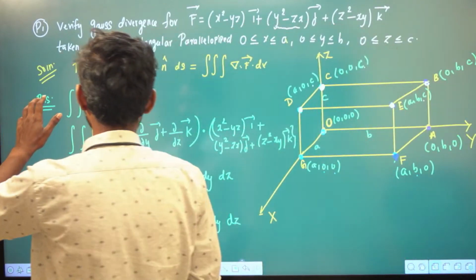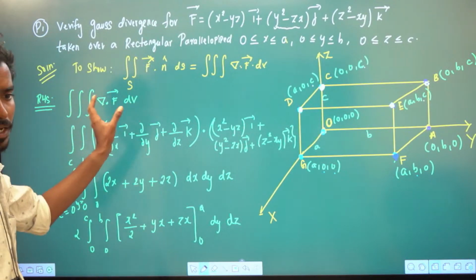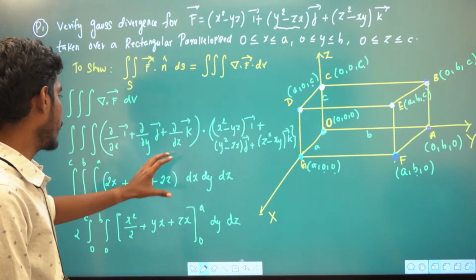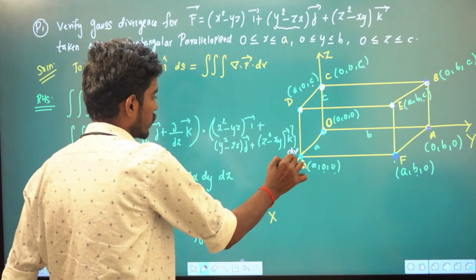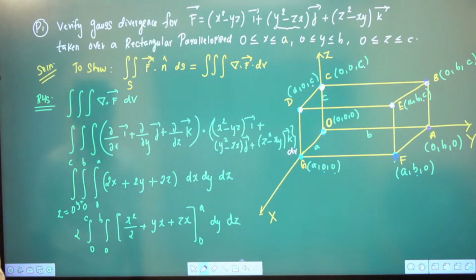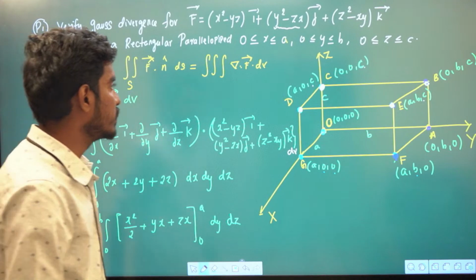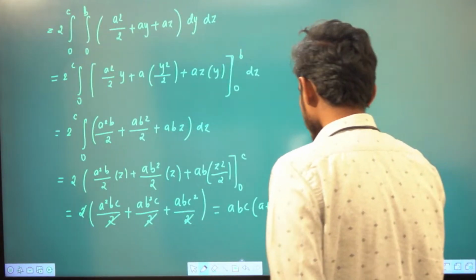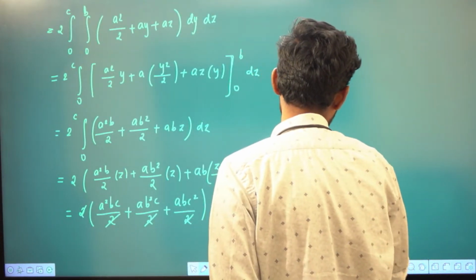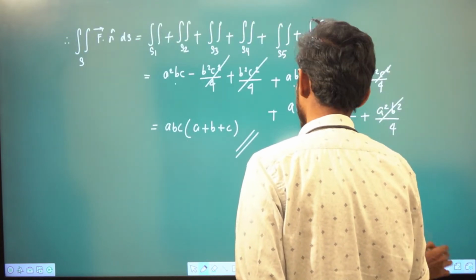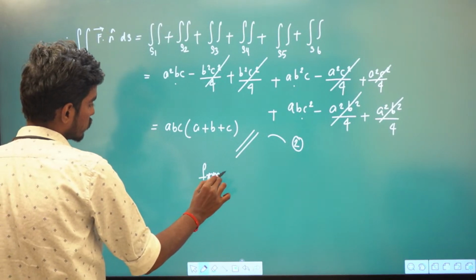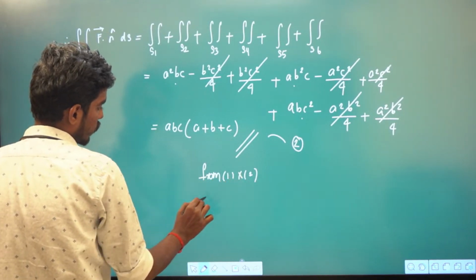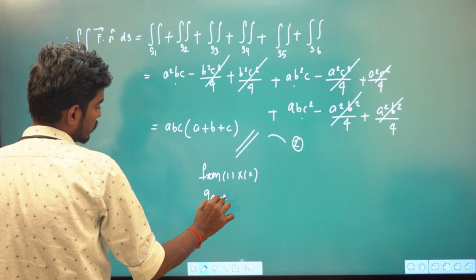Volume integral is very easy. Just find del dot f dv, just find the divergence of f, that is del dot f dv, where dv is dx dy dz. Just apply the limits and evaluate this triple integral, and you will get the answer. Let's call this 1 and this 2. From 1 and 2, Gauss theorem is verified.